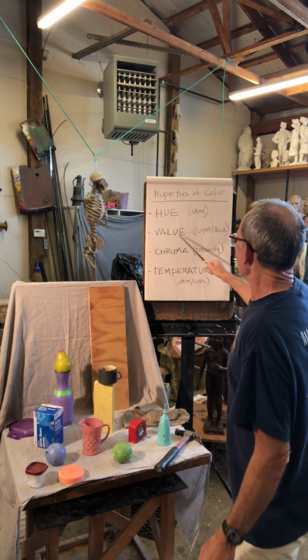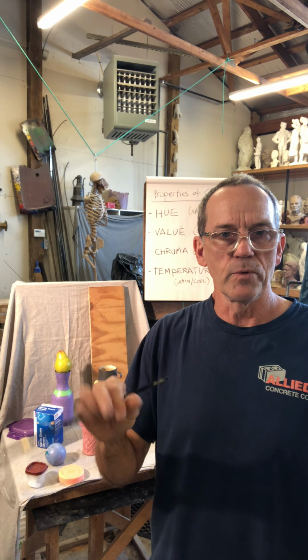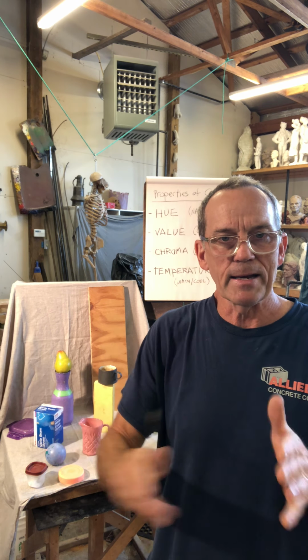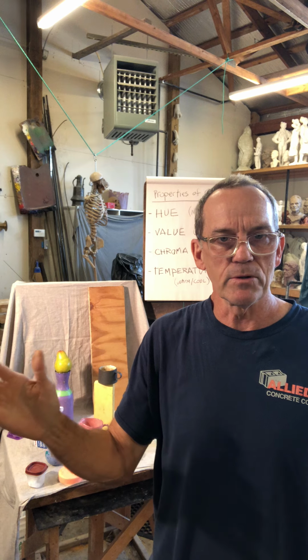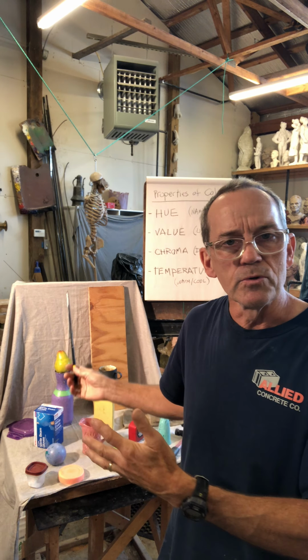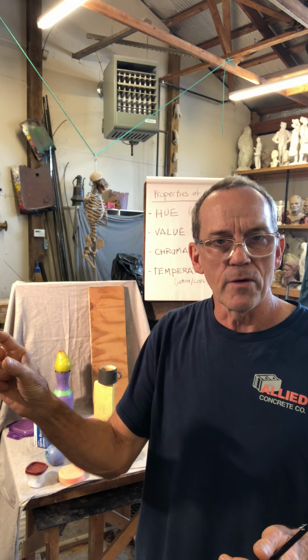All right. Value is the light-dark component. So if you think of a grayscale running from pure white to pure black and every gray transition in between, all of these hues that we just talked about would fit somewhere on that scale.